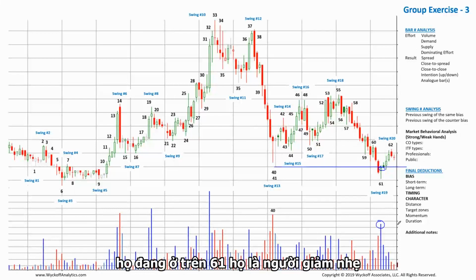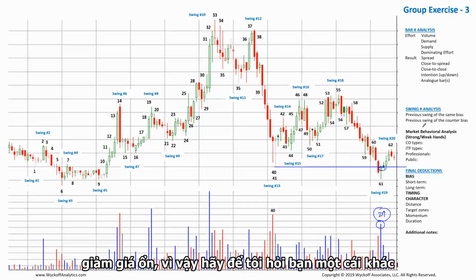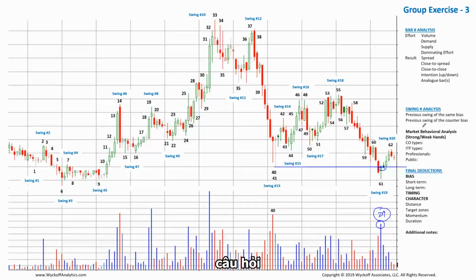Yeah, so on 61, the extenuating factors, there's a pretty big demand tail coming in on 61. But again, its close is really not moving too far up, and the two previous bearish bars, it hasn't really accomplished a whole lot there. Okay, so the bias to me is still bearish. Still bearish. Okay, so let me ask you another question.